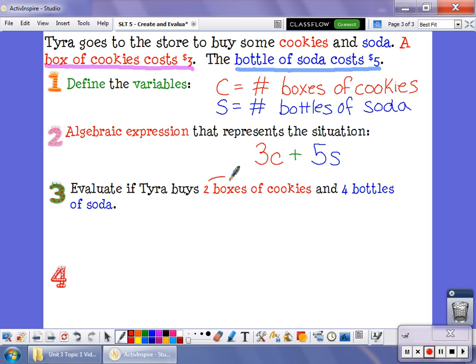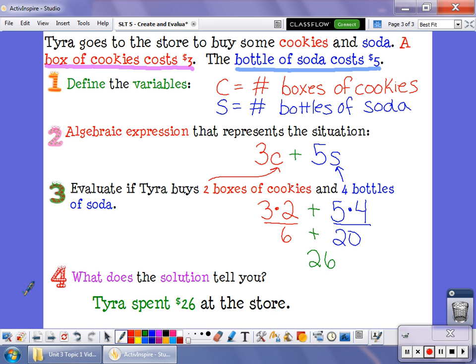If she buys 2 boxes of cookies, I'm going to put that information in here, so it's $3 times the 2 boxes of cookies. And if she buys 4 bottles of soda, it'll be $5 times the 4 bottles of soda, and then we'll add this all up. Now 3 times 2 is going to be 6, and 5 times 4 is going to be 20. And I'm going to add these two amounts together, and I get 26, which means that solution tells me that Tyra spent $26 at the store.